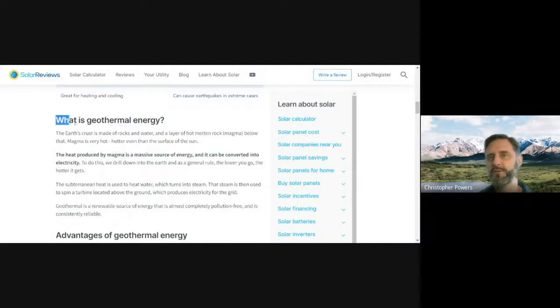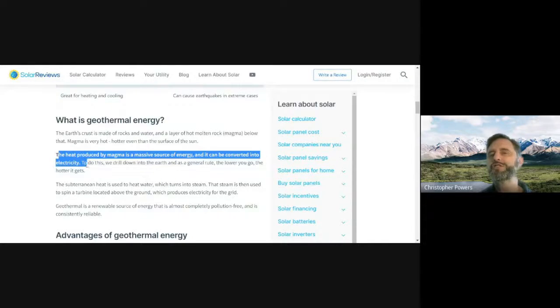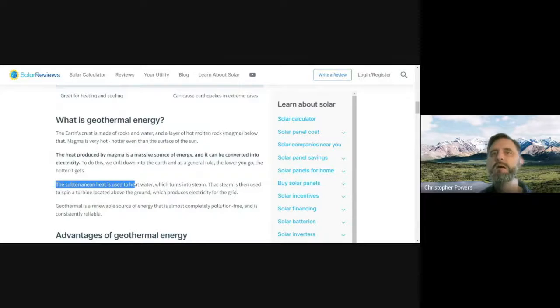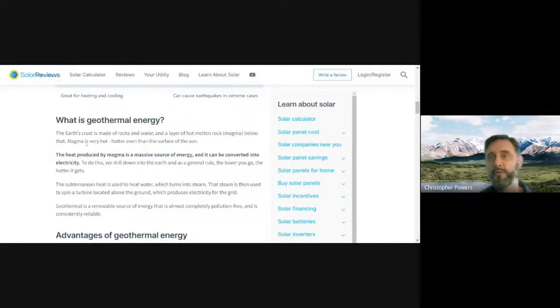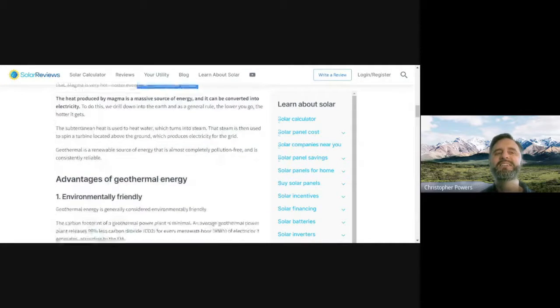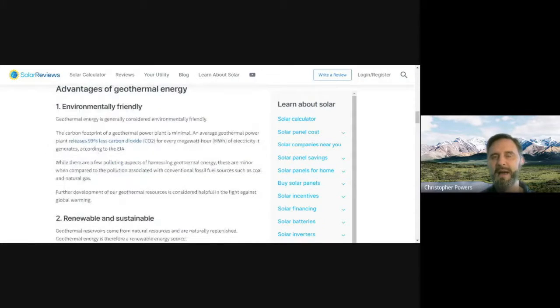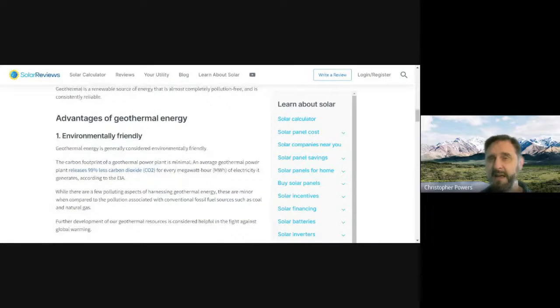All right. So, what is geothermal energy? Heat produced by magma is a massive source of energy and can be converted into electricity. Okay, magma. Right. So volcanoes, basically, yeah. That in itself should say, okay, yeah, let's go build a plant, hang out by a volcano where molten rock is, and molten hot magma. All right, very hot, hotter than even the surface of the sun. Okay, that does look cool. I've seen pictures of running magma. It's really neat. Now it does break down these words for you.